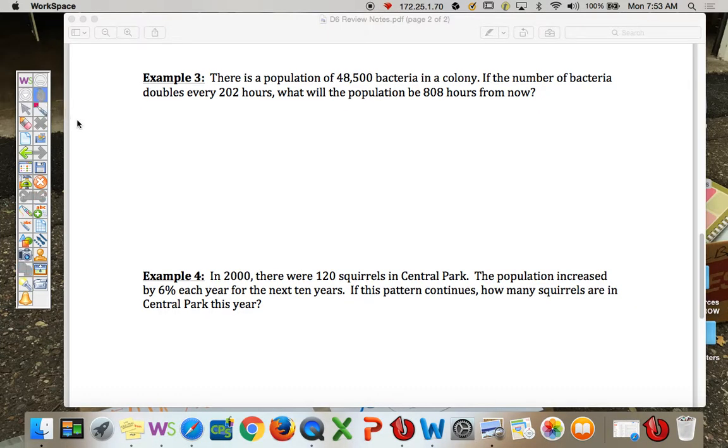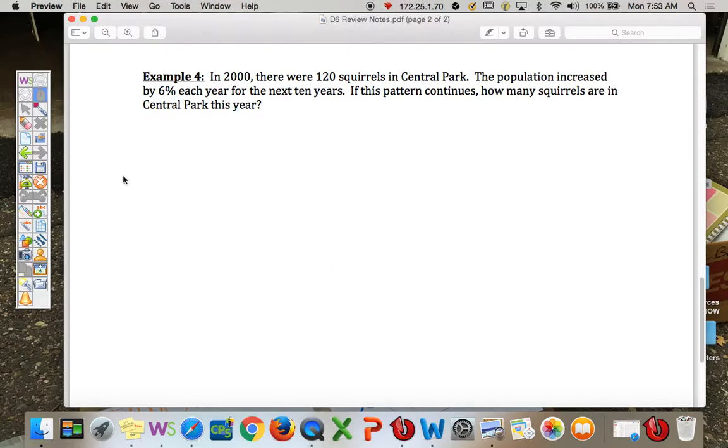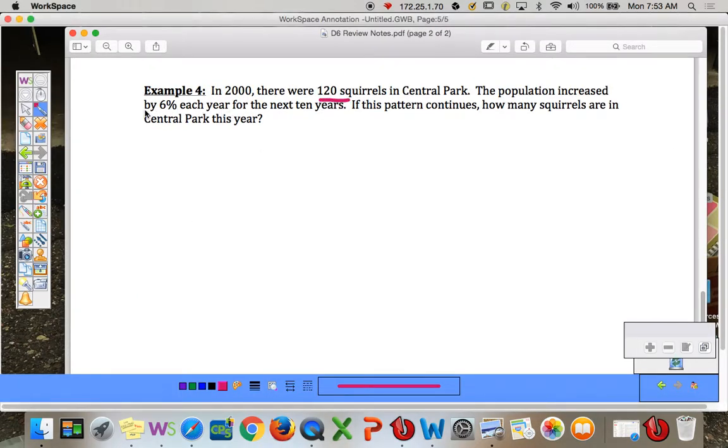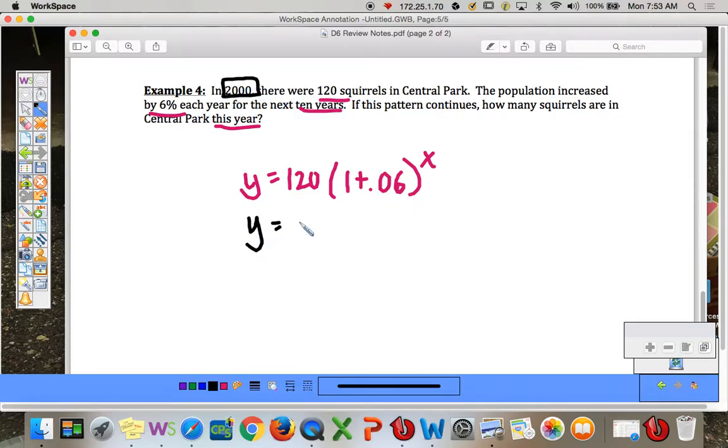Okay, last example. In 2000, there were 120 squirrels in Central Park. The population increased by 6% each year for the next 10 years. If the pattern continued, how many squirrels in Central Park this year? All right, lots of information. Let's start with the starting value, 120 squirrels, and it increases by 6% per year. So you take 100% of the year before, plus another 6% to that, and it would be 1.06 to the x. And it says if that pattern continued, so it was still 6% each year, and this is 2016, so we're going to say y equals 120 times 1.06. This would be for 16 years.